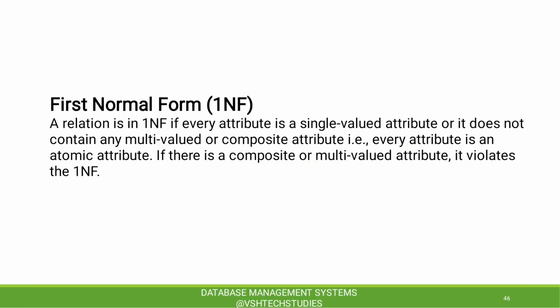Let us see first normal form or 1NF. A relation is in 1NF if every attribute is a single valued attribute, or it doesn't contain any multi-valued or composite attribute. That is, every attribute is an atomic attribute. If there is a composite or multi-valued attribute, it violates 1NF. So this is the definition of first normal form. Next we shall see the meaning of this with an example.